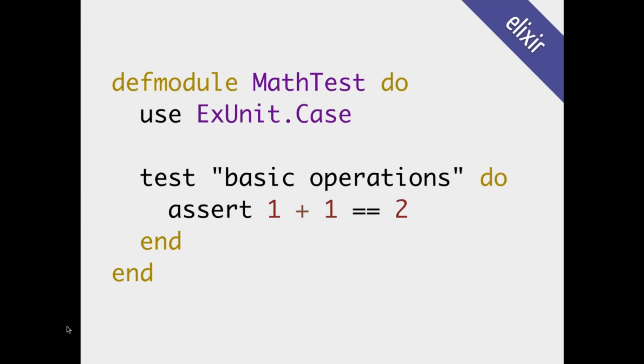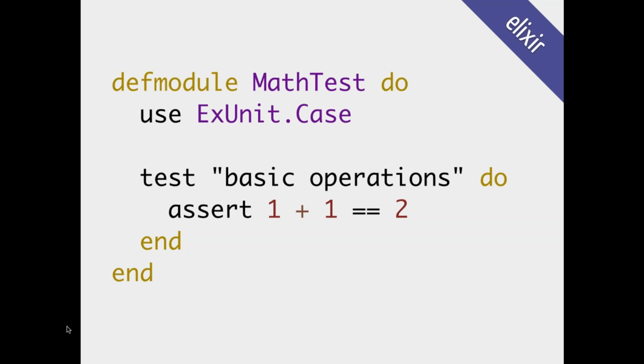So here I'm defining a module. Elixir code is usually always defined inside modules. And on the second line, I'm saying use XUnit case. XUnit is our test framework, and that's bringing the test framework capabilities. And then we define a test. If I'm testing the basic math functions, I want to test that 1 + 1 = 2.